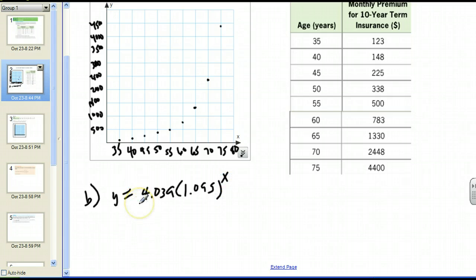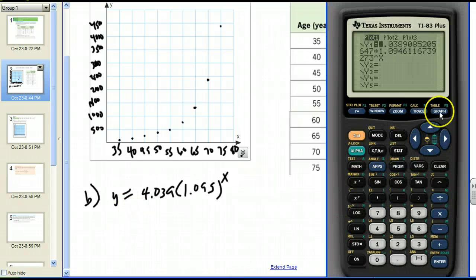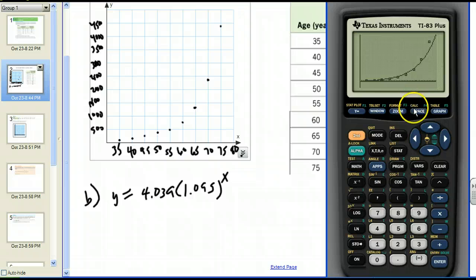Part C, if I graph that model on there, then I'll have this. If I hit the trace button, notice right now I'm on the points, L1, L2. If I hit down, now I'm on that model, and I can use it to come up with some points, plot some of these points, and then connect them. So I'm going to do that real quick.